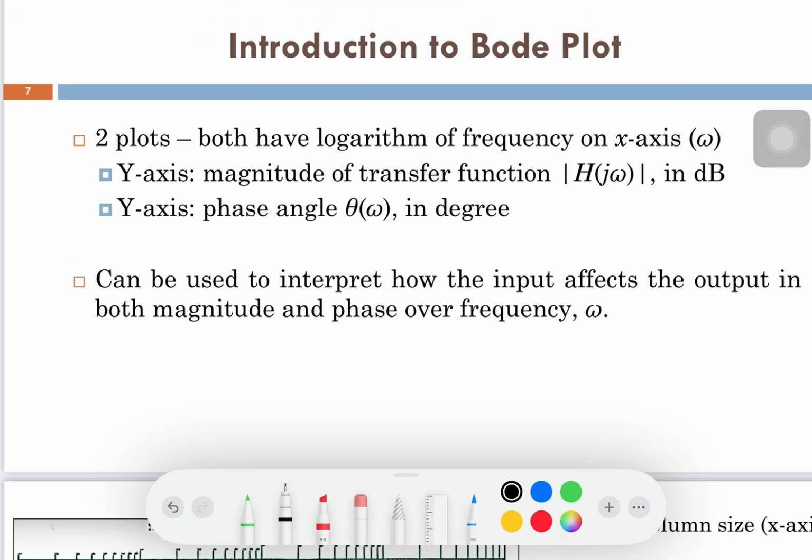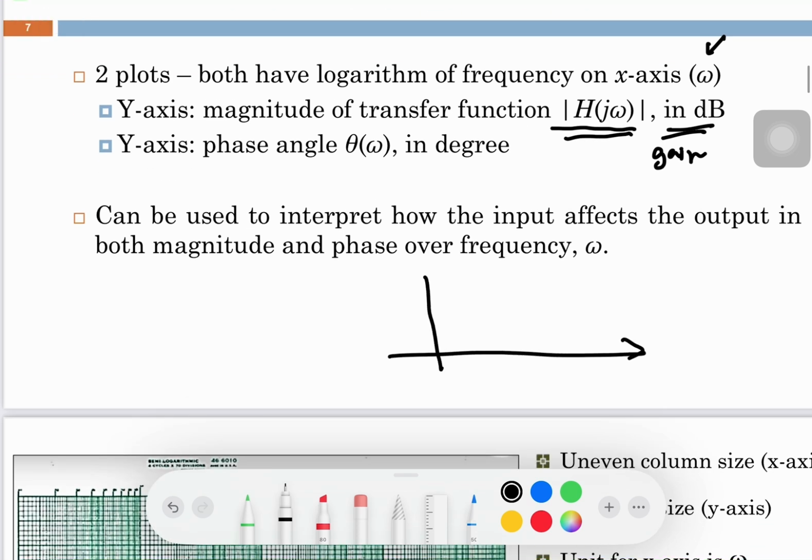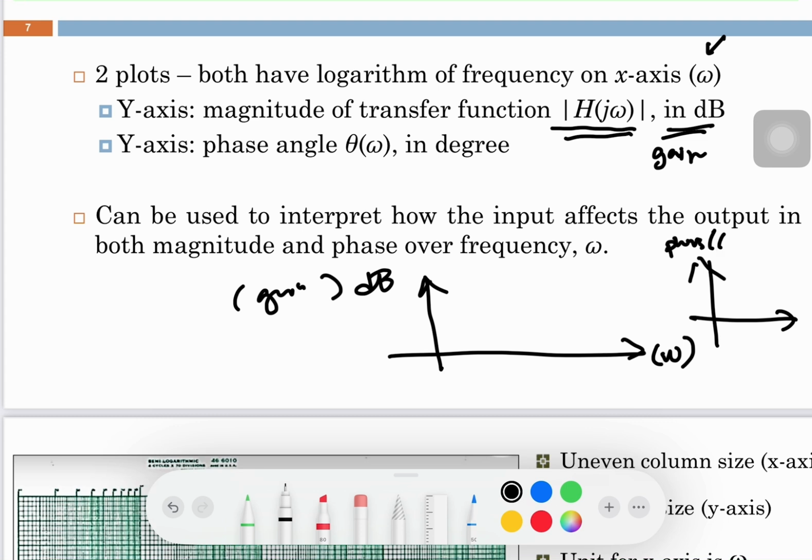The two plots both have the logarithm of frequency, omega, on the x-axis. Meanwhile, the y-axis can be the magnitude of the transfer function, or in dB. The magnitude of the transfer function is usually the gain. For the phase angle, we also have the angle in degrees. So when we want to draw the plot, this is your omega, and this can be your gain, with unit dB, and another one is for the phase angle, theta, over omega.